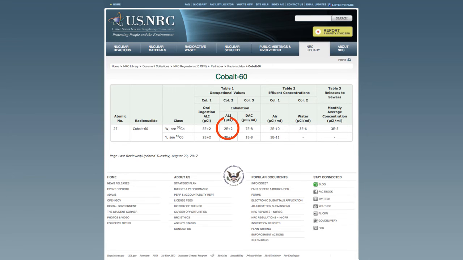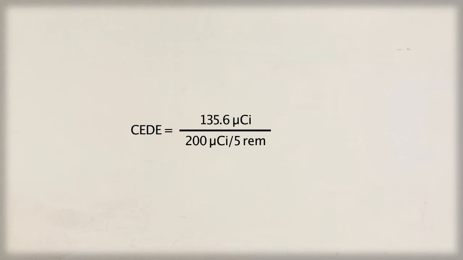Alternatively, the committed effective dose equivalent can be estimated as the intake divided by the stochastic annual limit on intake, or SALI. The stochastic ALI for Class W cobalt-60 is 200 microcuries and can be found in 10 CFR Part 20, Appendix B, or Federal Guidance Report number 11. Dividing the intake of 135.6 microcuries by the stochastic annual limit on intake of 200 microcuries results in a bit lower committed effective dose equivalent of 3.39 rems.